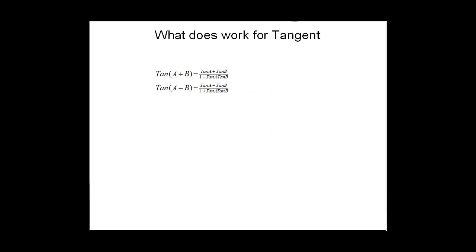Now, the rule for tangent is if you're adding the angles, it's tan of the first one plus tan of the second one over 1 minus tangent of the first one times tangent of the second one, multiplied. So the top is plus and the bottom is minus. Okay, the plus goes to the top, opposite goes to the bottom. And if it's minus, the minus is on the top and the plus is on the bottom. Okay, you copy the sign on top, and on the bottom is opposite.